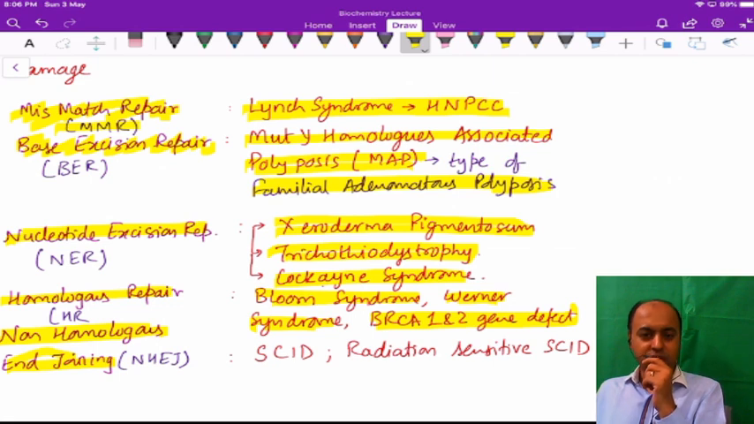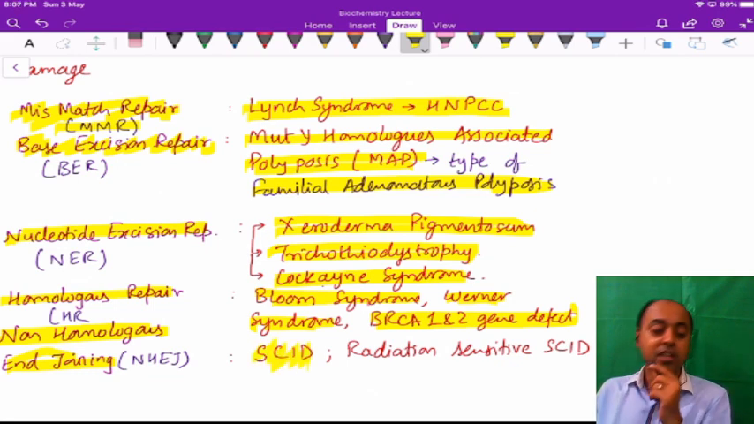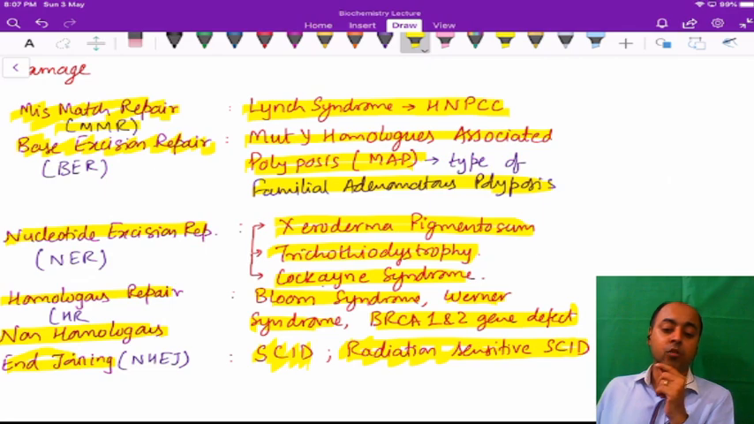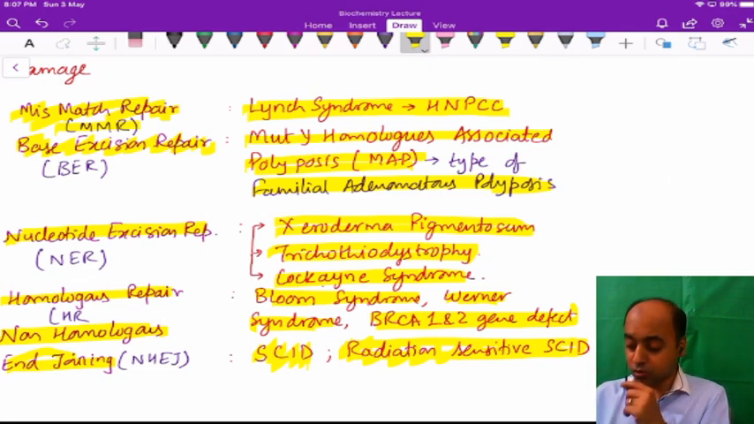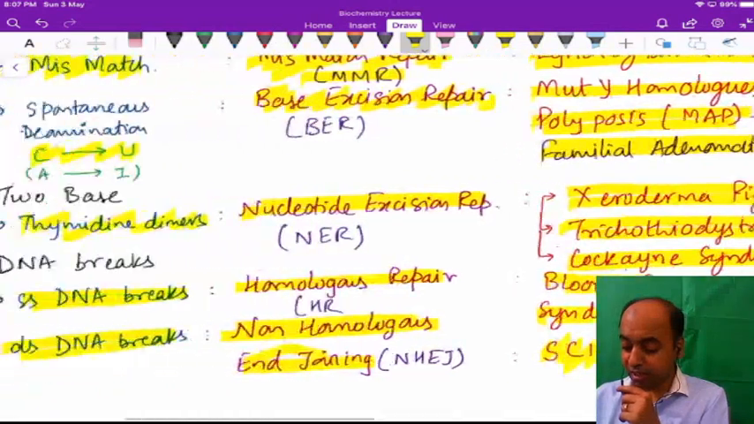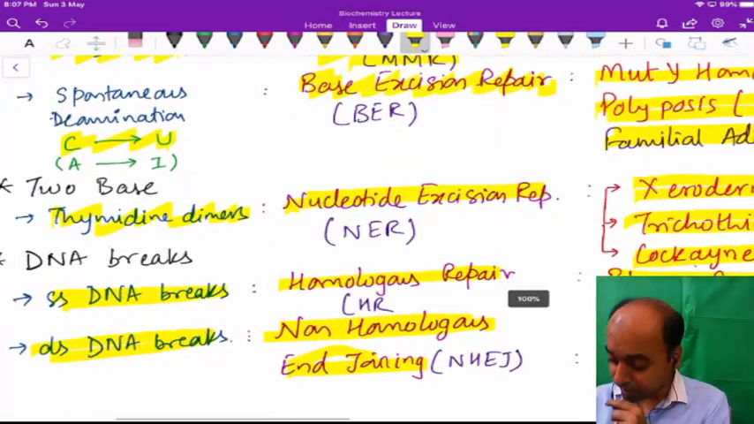If both genes are defective, in females we will also have ovarian cancer, and in males we will have prostate cancer. A defect in NHEJ will give rise to severe combined immunodeficiency or radiation sensitive severe combined immunodeficiency. So these are the very important DNA damage and repair mechanism table.